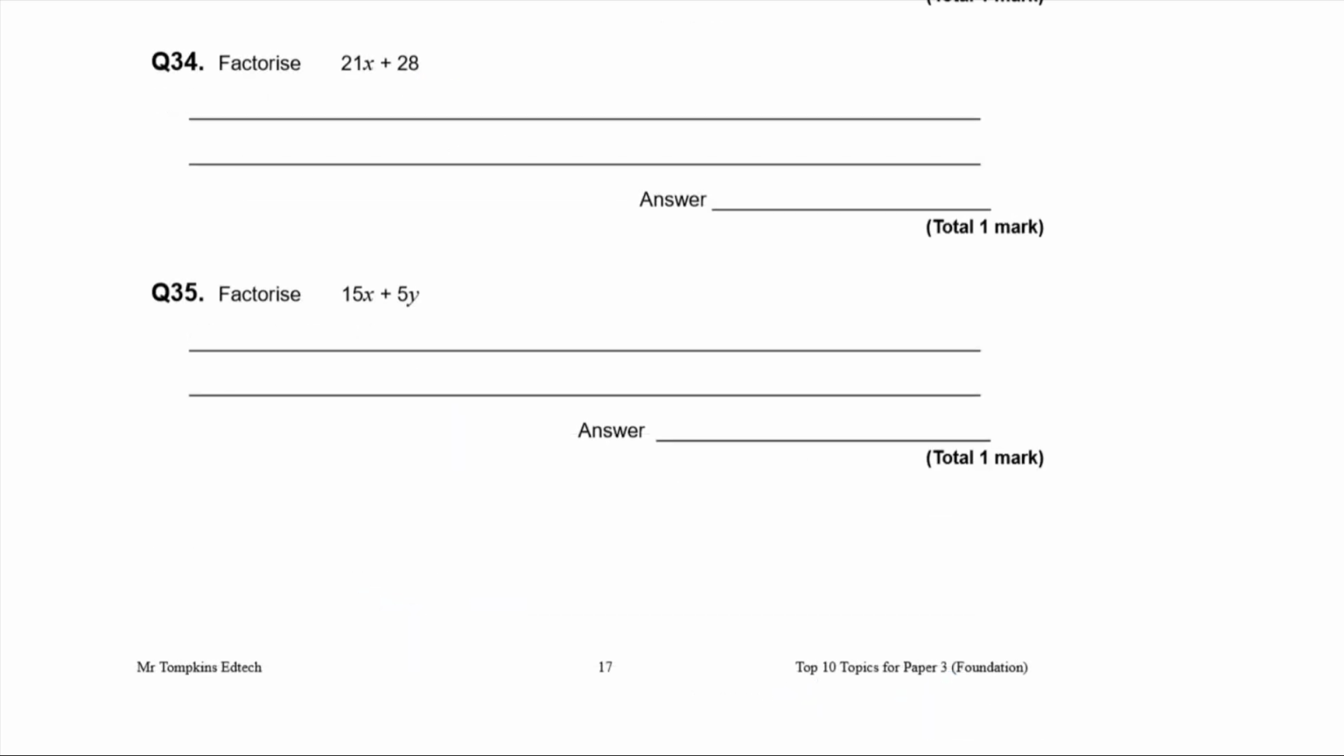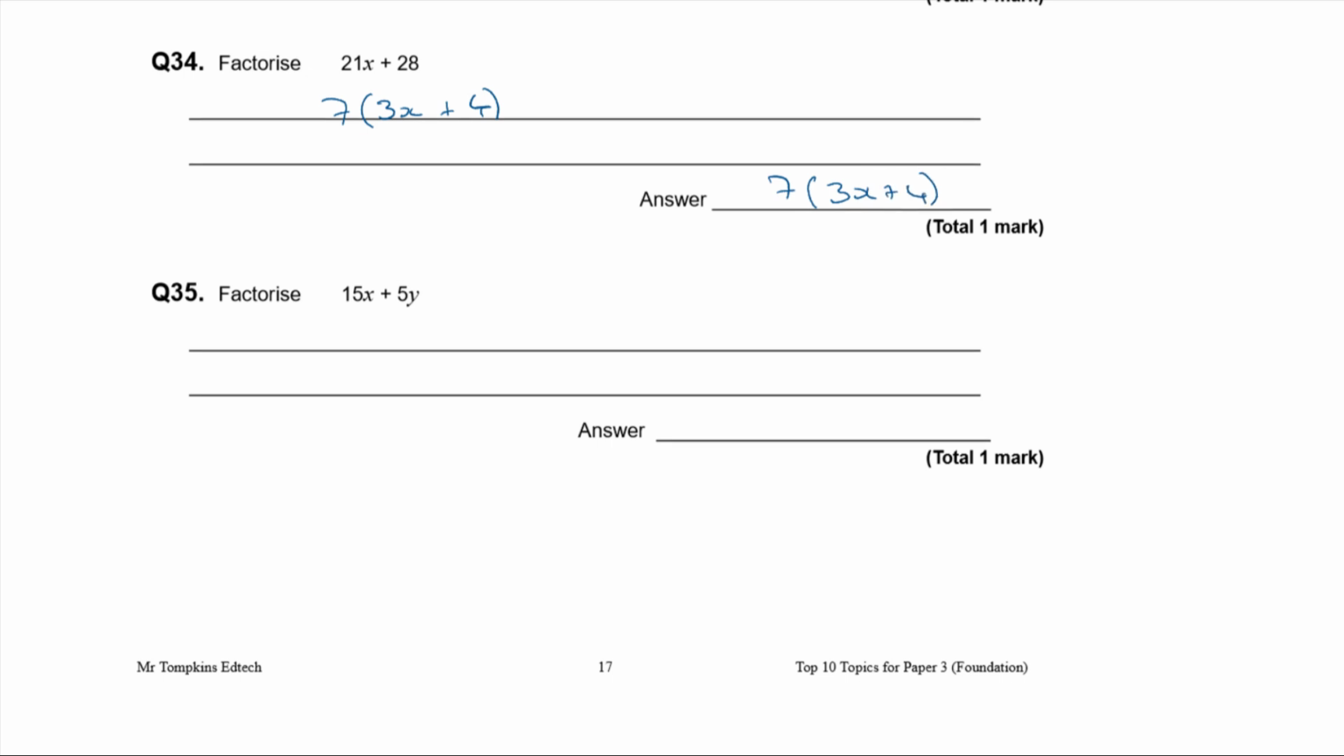Question 34, factorise 21x plus 28. What number goes into 21x and also goes into 28? Well, both of those numbers are in the 7 times table, aren't they? So if I take 7 out, then 7 times what is 21x? It's going to be 3x. And 7 times what is 28? It's going to be 4. So that's my final answer, 7 lots of 3x plus 4.